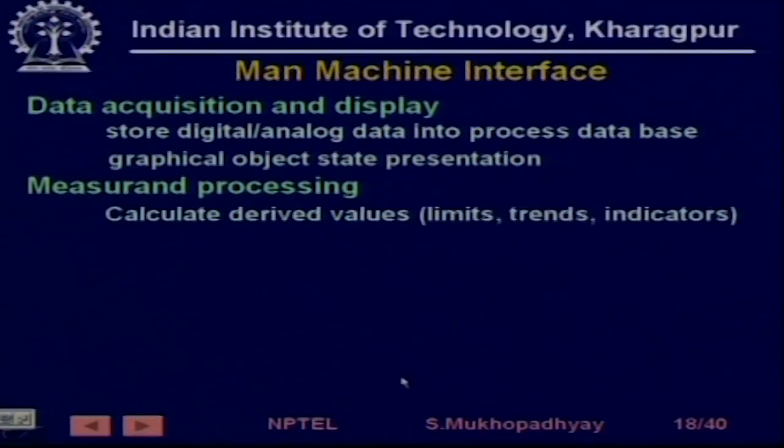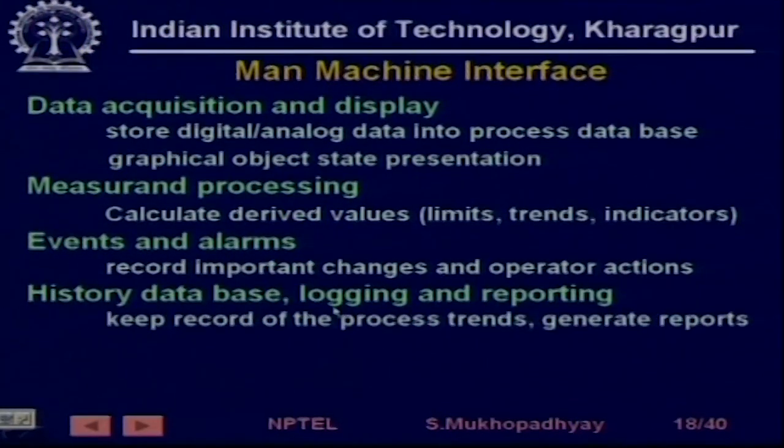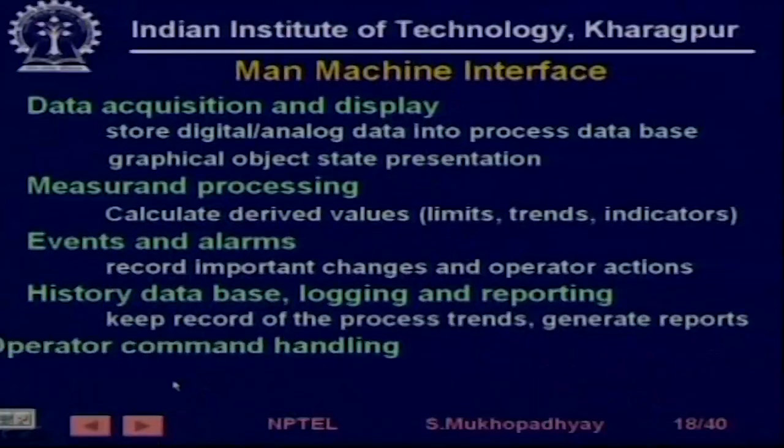So these are the major functions of man machine interfaces: data acquisition and display, then measurement and processing. It calculates various derived values. That is, it does not always present raw data to the operator, because the raw data sometimes requires further processing to give more meaningful operational information to the operator for effective plant operation and management. So such measurement processing will go on.